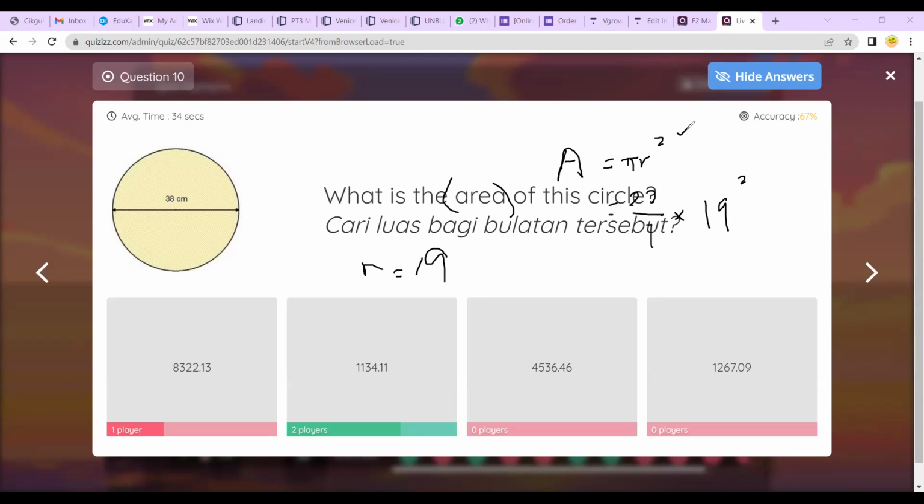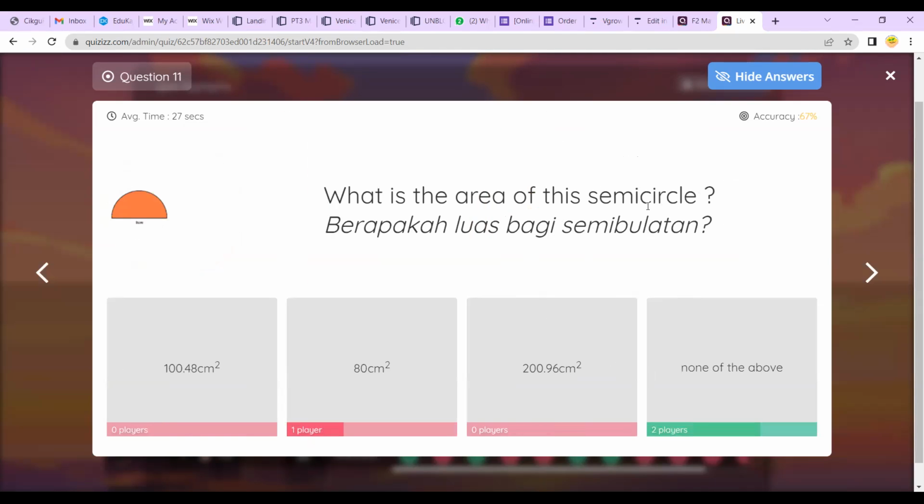Make this equation your memory muscle. Area of the circle, pi r squared. Circumference, 2 pi r. Okay, next question. Area of this semicircle. Semi means half. We can do like what we did just now.